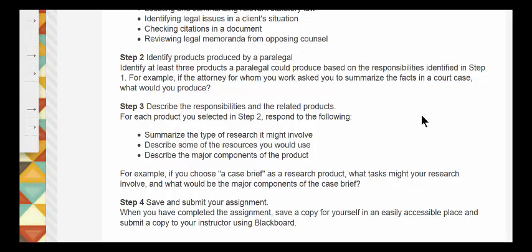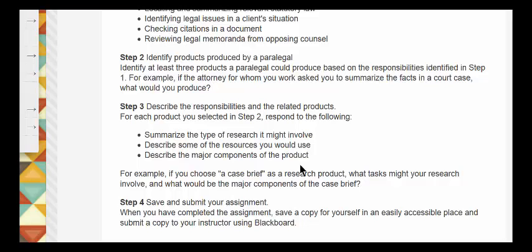So then you are going to, for each product you identify here, make it a heading and respond to each of the following. Summarize, and maybe you only have 2 types of research. Describe some of the resources you would use. 2 there. Describe the major components of the product. It will have a heading. It will be dated. That's really important in legal research because I need to know, hey, a case came up in August. When did you write that memo?